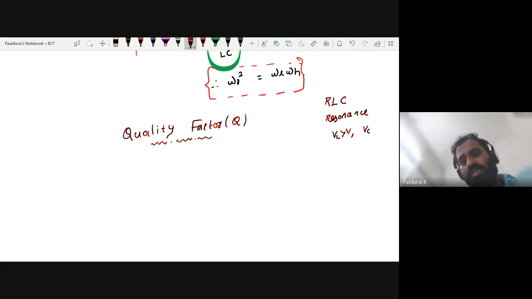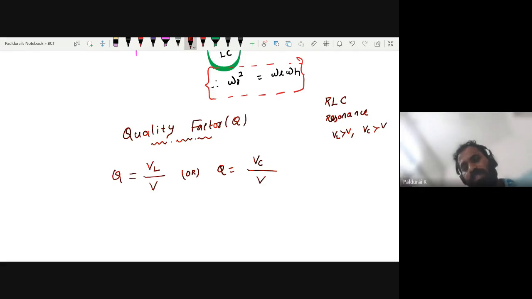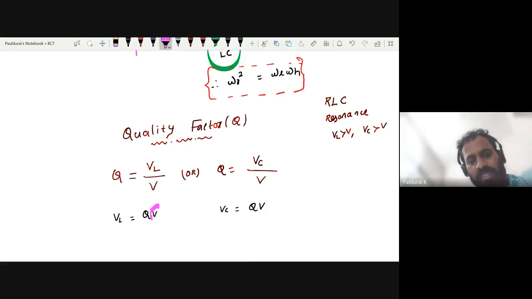So similarly here also the quality factor is defined. Here also VC is much greater than V. So quality factor is defined as the ratio between either the voltage drop across the inductor to the applied voltage, or the voltage drop across the capacitor to the applied voltage. Now see the beauty. The voltage drop across the inductor is equal to Q times V, or across the capacitor it is Q times V, where V is the applied voltage.